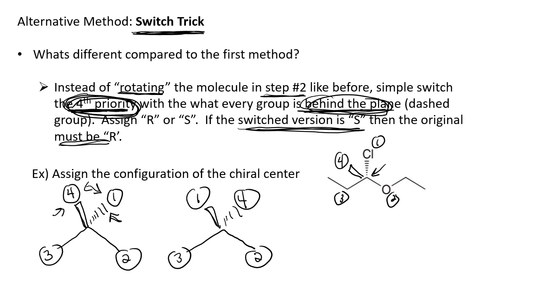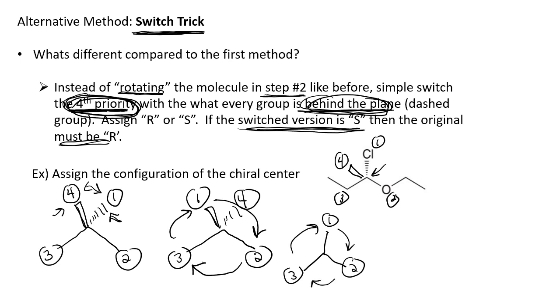So now I'm going to just count around. 1, 2, 3, back to 1. You can sort of ignore number 4. Another way to think about this is, once you get 4 in the back, you can pretend like it's not even there anymore. 1, 2, 3.